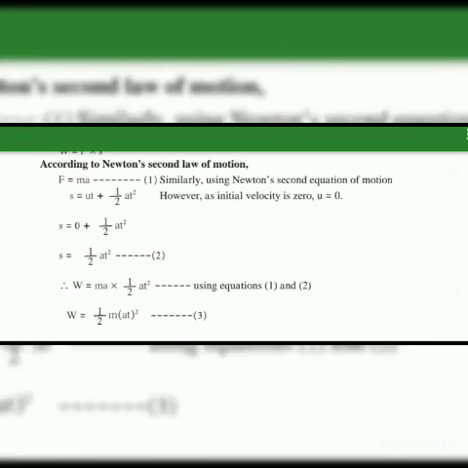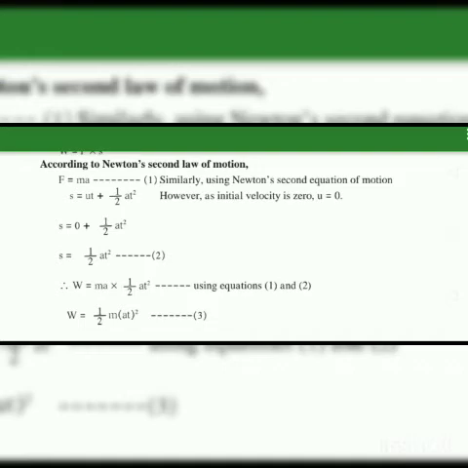So according to Newton's second law of motion, we know that F is equal to m into a, equation number 1. Similarly, using the equation of motion, s is equal to ut plus half at square. However, as the initial velocity is 0, u is equal to 0. So here we will put the value of u. So s is equal to 0 into t, which becomes 0, plus half at square. So s is equal to half at square. This is equation number 2.